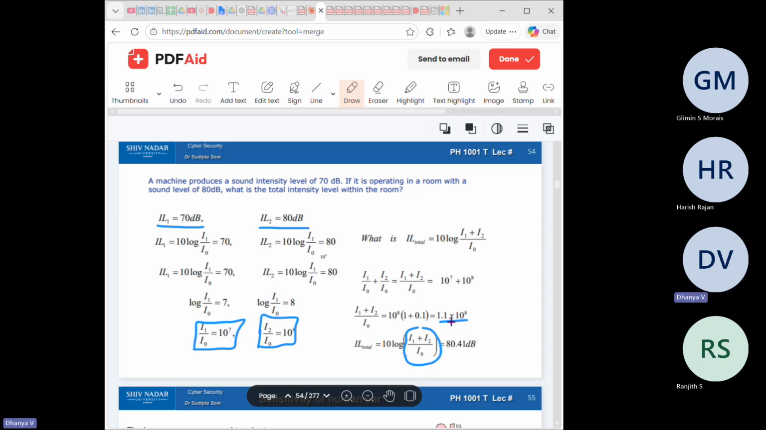So if you substitute, actually, I think I1 plus I2 is this value, right? Then your I naught is 10 to the power minus 12. Okay, am I right? So your I1 plus I2 is actually 1.1 into 10 to the power minus 4. So how are we actually getting this? We shouldn't get confused. Okay. So 1.1 into 10 to the power minus 4.